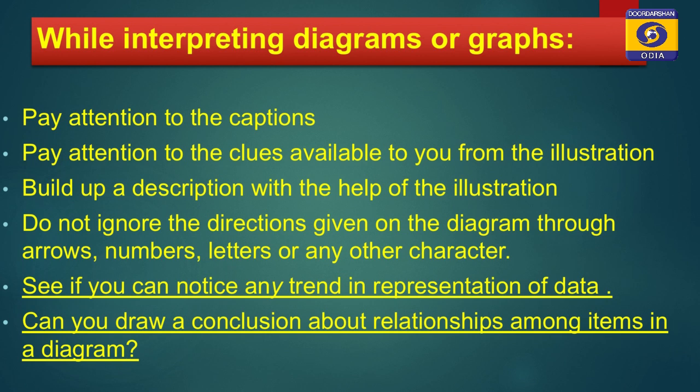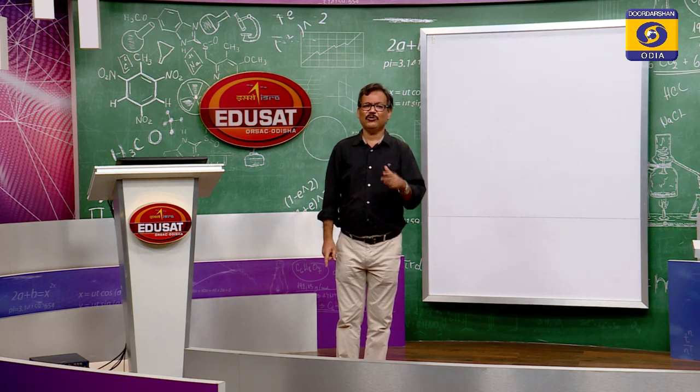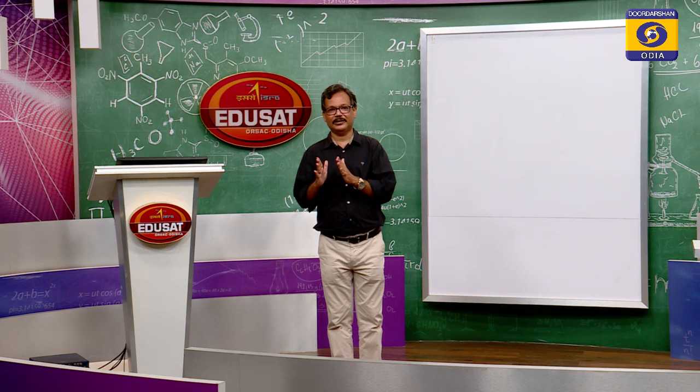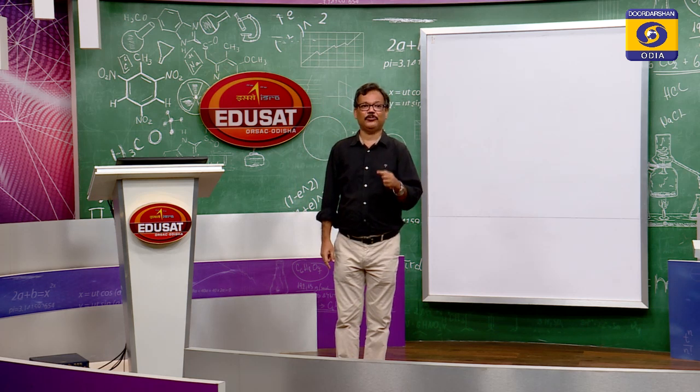See if you can notice any trend in the representation of data. Trend means, suppose when you are interpreting a bar diagram, you can see a rising or a falling trend. When you are interpreting a table, you can find a grouping or classification of data. When you are interpreting a pie chart, you can find a division of data. When you are interpreting a tree diagram, you can find a binary division of data. So, what trend does this diagram indicate? That is very important, and you have to understand it while interpreting the diagram.